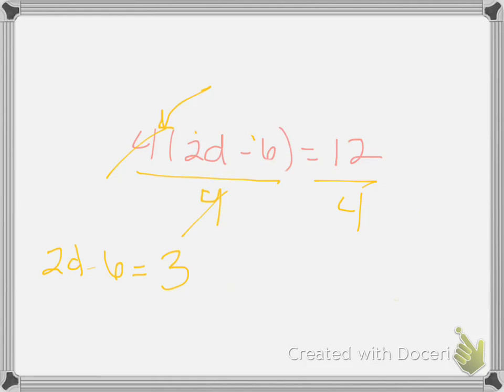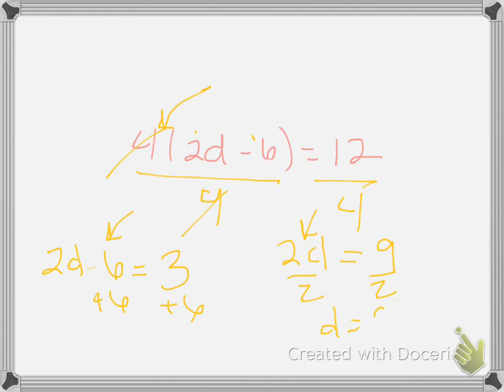So do the things not attached to D first. So I'm going to get rid of the 6. Since I'm subtracting, I got to add. So I'm going to add 6 to both sides. So I'll have 2D equals 3 plus 6 is 9. Now I'm multiplying, so I got to divide.